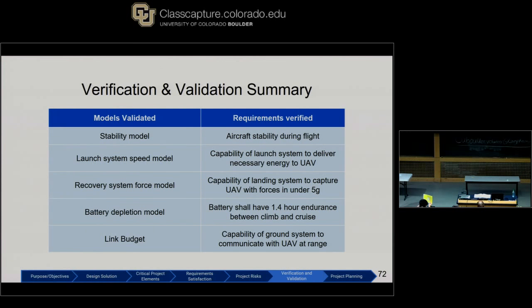In conclusion, we will be able to verify our requirements and validate our models for stability, launch, recovery, endurance, and range with these tests.